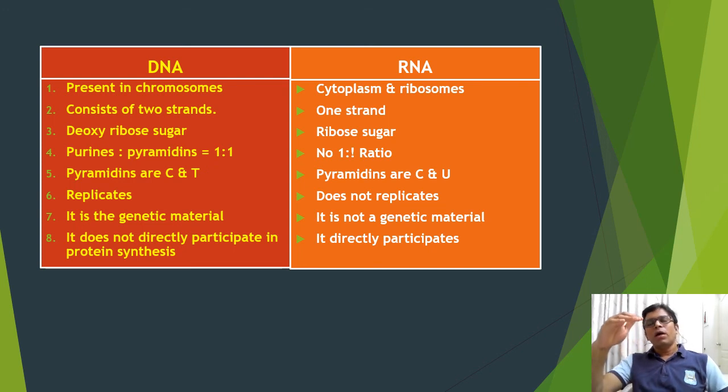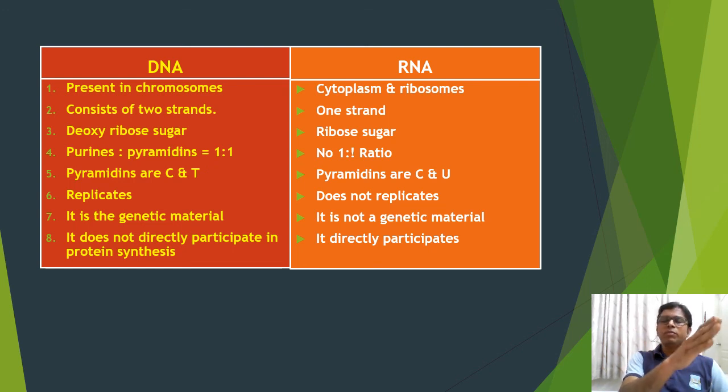In this way, all types of RNAs are directly involved in protein synthesis, but DNA does not directly participate in protein synthesis. It participates indirectly, as all types of RNA molecules are formed from the DNA molecules. So these are the main differences between the two nucleic acids, DNA and RNA.